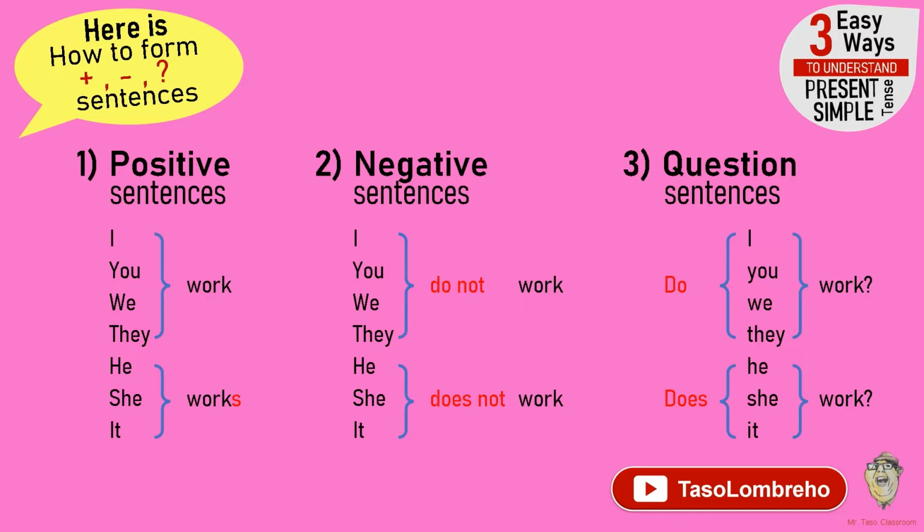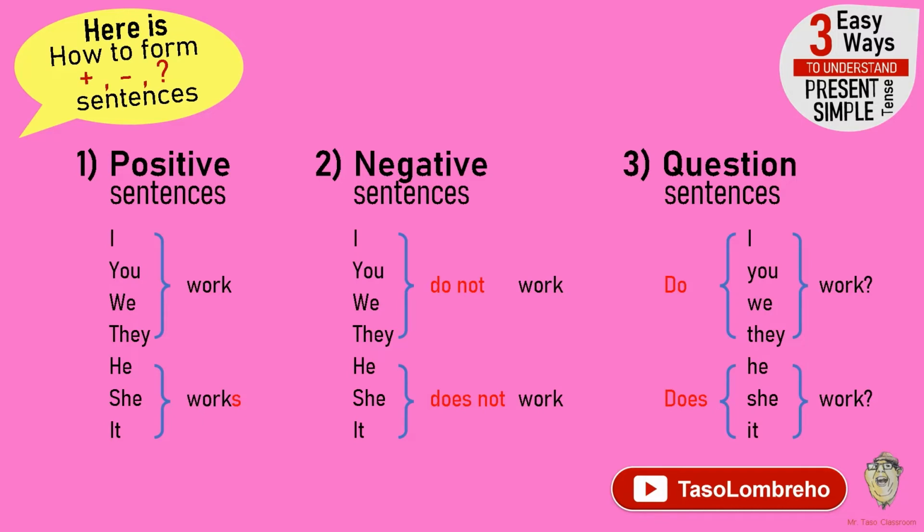Number 2, negative sentences. If you want to form negative sentences, you will also look at the subject first. If the subject is I, you, we, they, you will take do as the auxiliary verb and then add not. So I do not work, you do not work, we do not work, they do not work. If the subject is he, she, it, you need to use does as your auxiliary verb. Then add not. So he does not work, she does not work, it does not work.